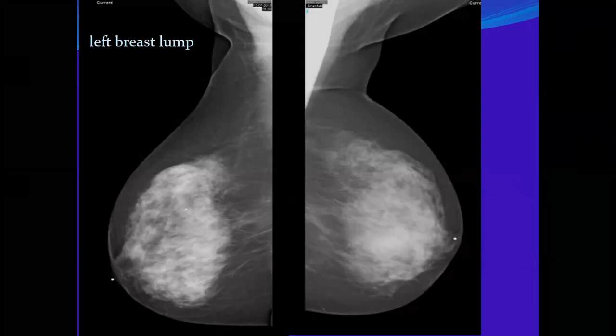Asymmetry, because it is one view. Because the technique is not good. Excellent. Well done, Magdalene. Because this is not an optimum mammography, even this asymmetry can be related to malposition. Malposition. This is not a good mammography to comment on.